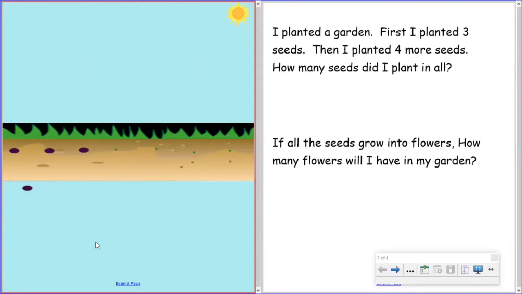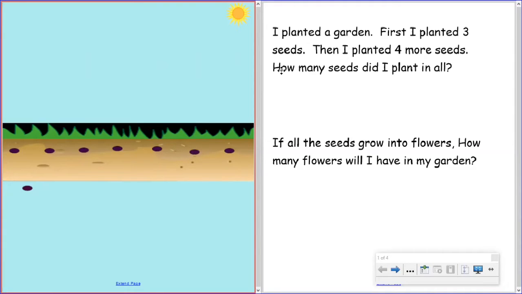Then the next sentence says, then I planted 4 more seeds. Well, I know the word more means I'm going to be adding. So how many more am I going to add? Well, it says 4. So I'm going to plant 4 more seeds. 1, 2, 3, 4. There, I planted 4 more.